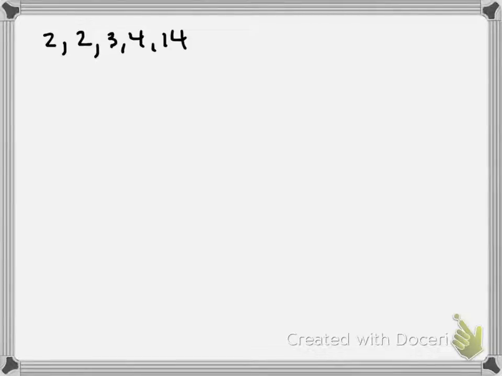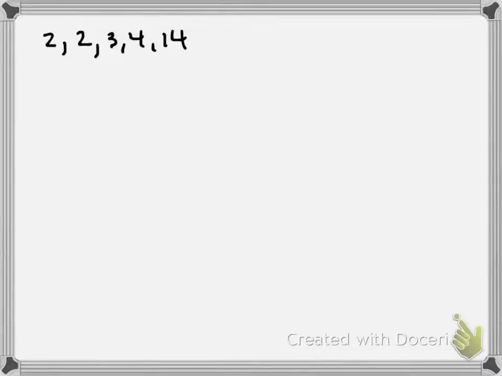Now, I'm going to be honest with you. They didn't come in this order. They came in willy-nilly, but then the numbers were put in order from least to greatest, because that's always the first step when we're doing any kind of statistics, is to put them in order from least to greatest.